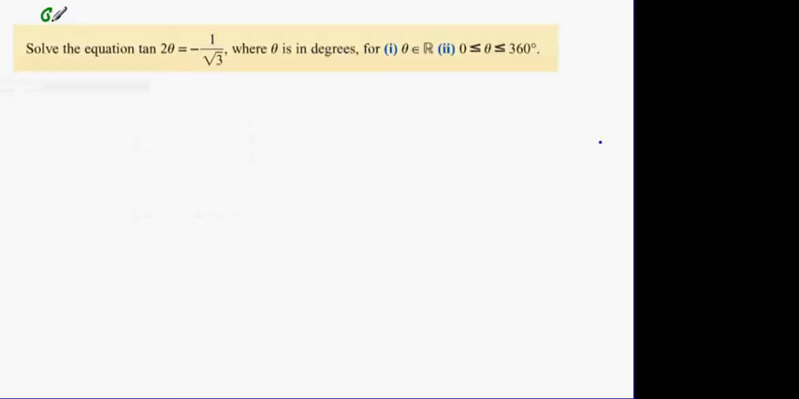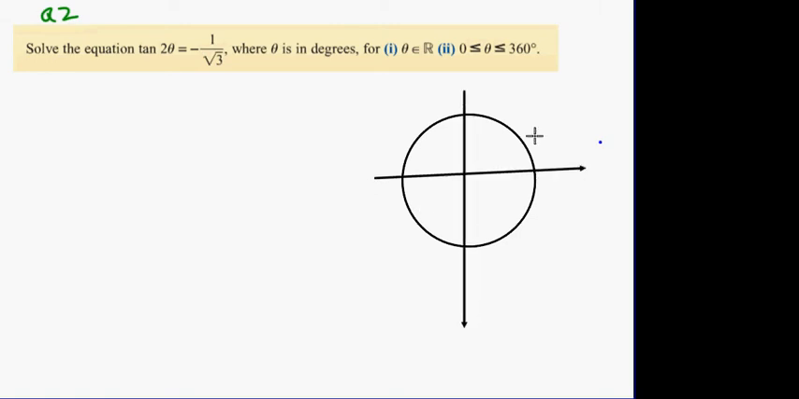This is question 2. Solve the equation tan 2 theta equals minus 1 over root 3, where theta is in degrees, 0 less than or equal to theta less than or equal to 360. First things first, we're going to put our ASTC, okay, to represent the quadrants of the circle. All sine is positive, tan is positive, cos is positive.